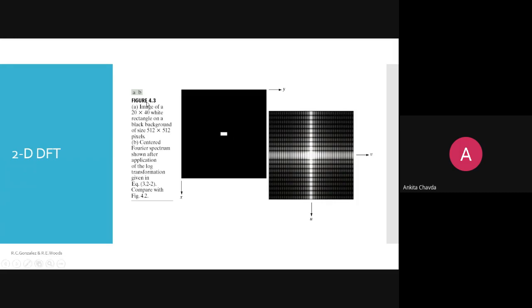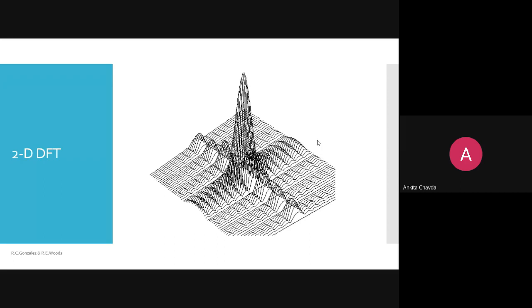So here is the centered Fourier spectrum shown after application of the log transformation. We have applied the log here, and you can check what they are showing. This is your frequency domain. All the different frequencies are here: high frequency, low frequency, a combination of different frequencies. That is your Fourier spectrum.